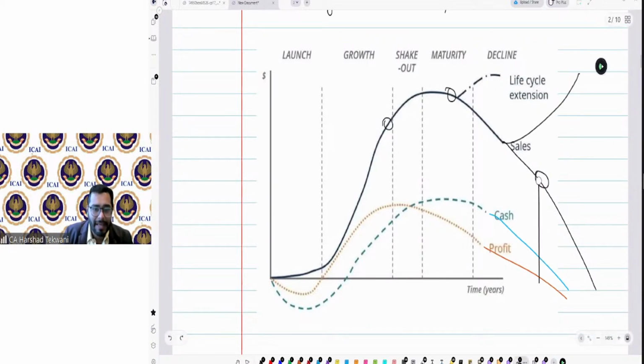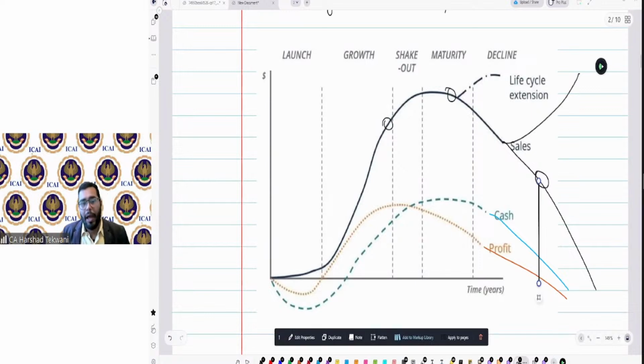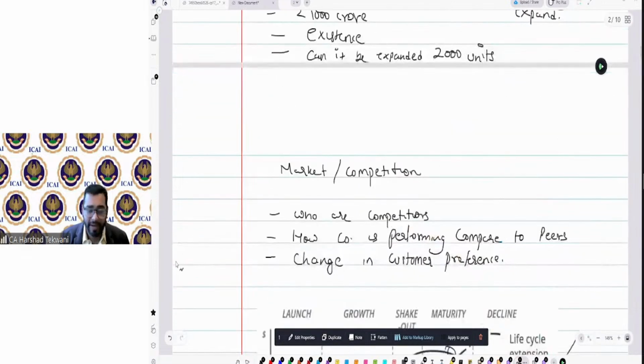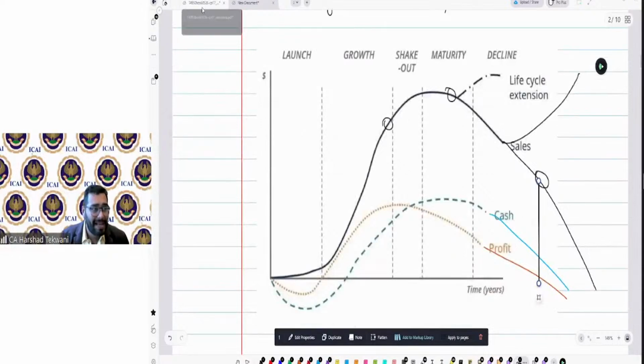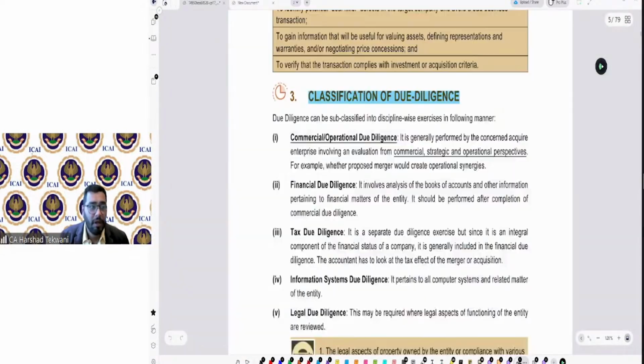Let's say a company is at the decline stage, so their cash will be low, their profit will be low, and accordingly everything will be verified. So this is one example of commercial due diligence.